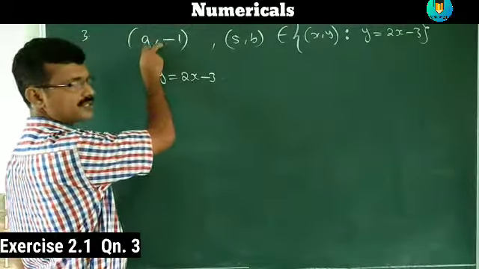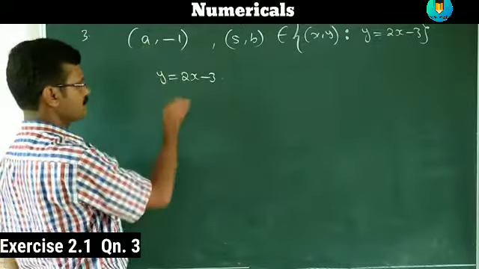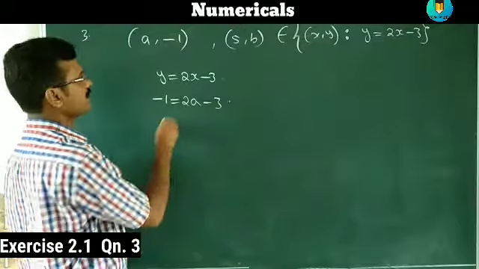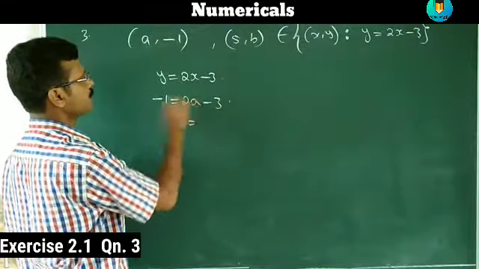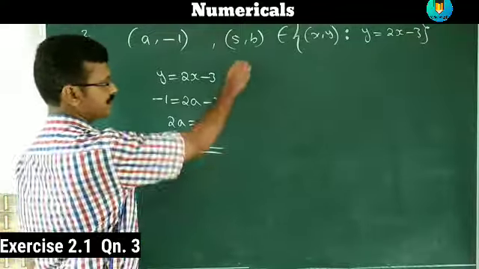In this we can substitute this. Here x is a, y is minus 1. So minus 1 is equal to 2a minus 3. From here 2a is equal to 2, a is equal to 1. Alright, this is the value of a.